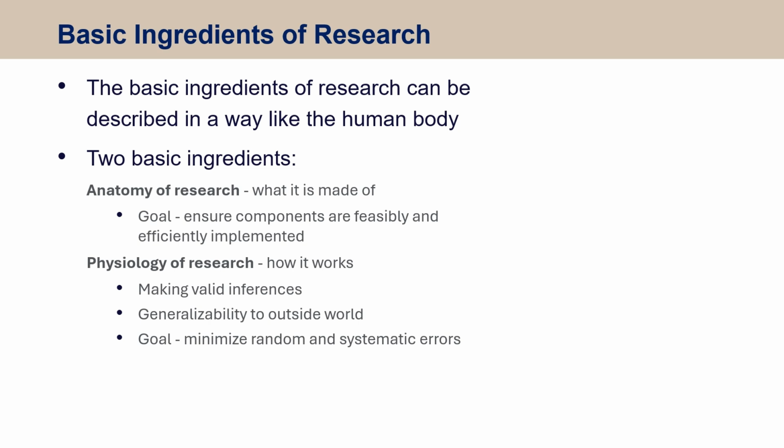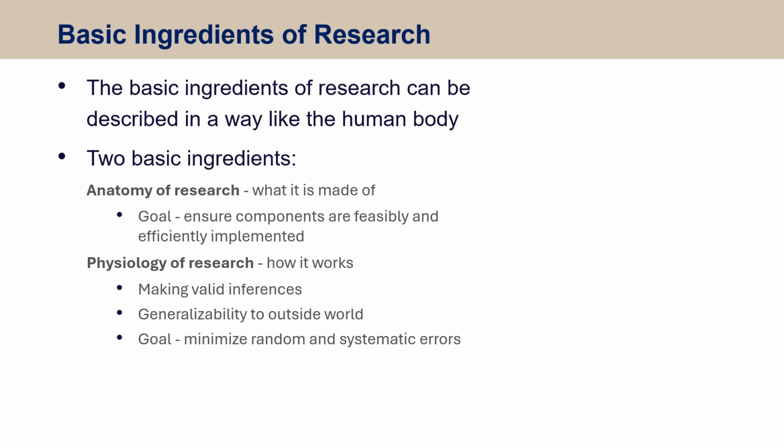So there are two basic components. One is the anatomy of research. This means the different components of research. And the goal of the anatomy of research is to ensure that the different components are feasibly and efficiently implemented. So the different parts of the body should fit together in order to be able to implement them efficiently. But when you come to the physiology, this is about how it works.